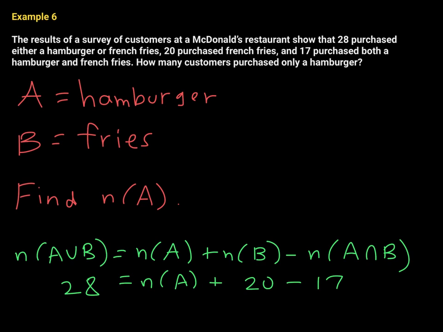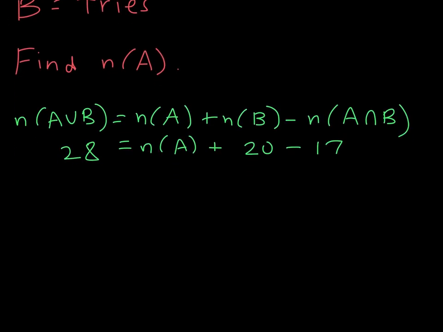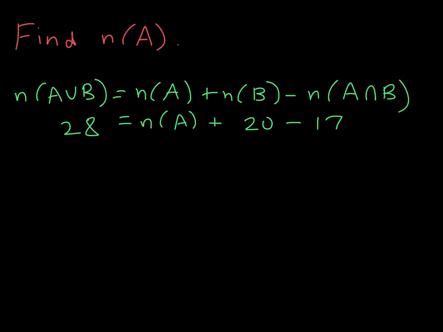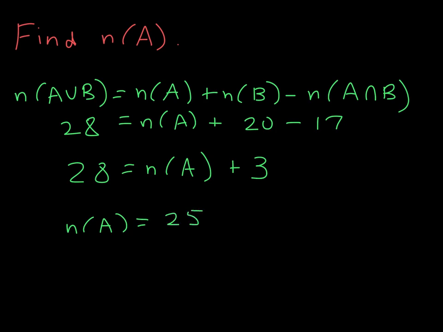So you can see then we're basically using what we know or what's given in order to find what we do not know. All right, so 28 is equal to the number of elements in set A plus 3. So if we subtract 3 from both sides, we get the number of elements in set A is 25. So we just learned that 25 people ordered hamburgers only. Pretty cool.